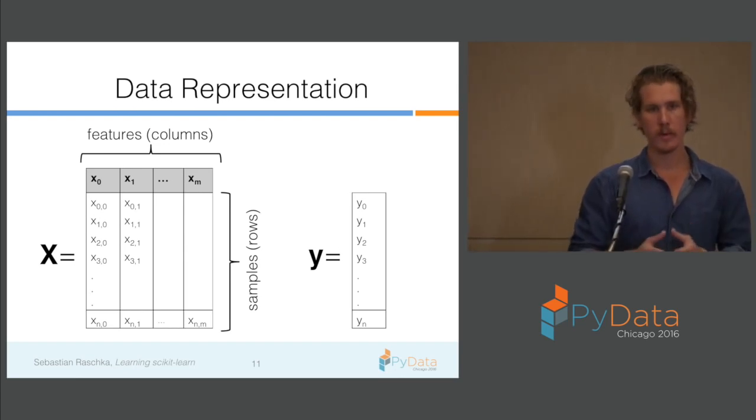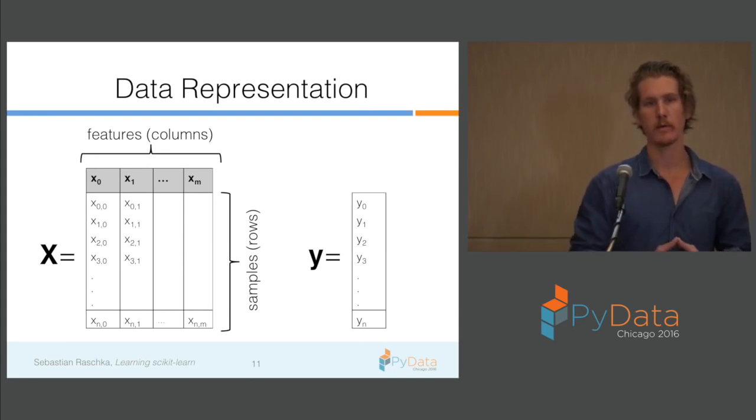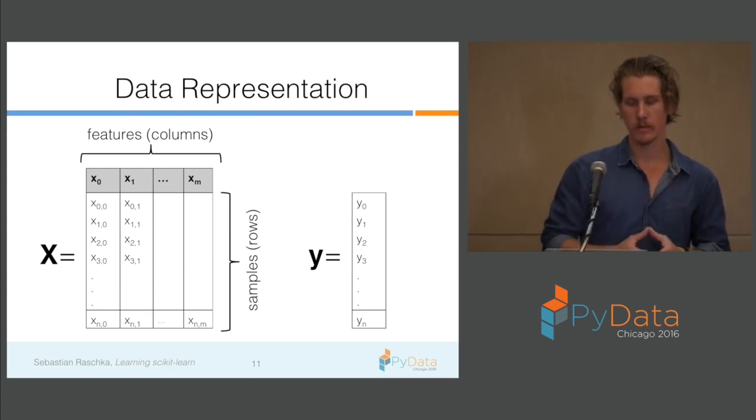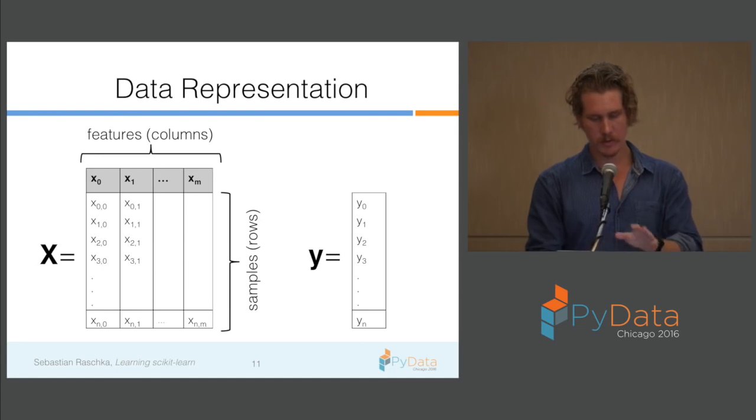And we also have in supervised learning a Y array. In the Y array, we store the class labels, or in the regression example, we store the continuous target variable. And each index here, 0, 1, 2, 3, corresponds to the samples in the X array. So 0, 1, 2, and 3.